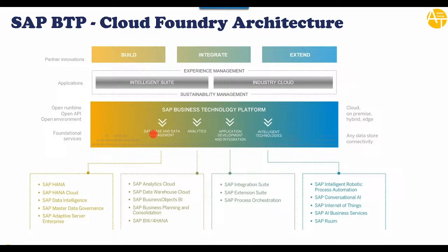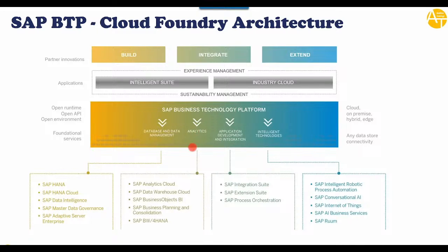When it comes to database and data management, we have SAP HANA and HANA Cloud, which allows you to store massive amount of data, including data lakes you can use, and store and process this massive amount of data in the cloud directly. You have data intelligence, which allows you to configure complex workflows and apply machine learning on your data. We have master data governance and adaptive servers, all for the data management.